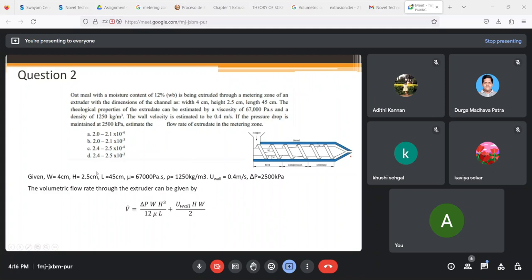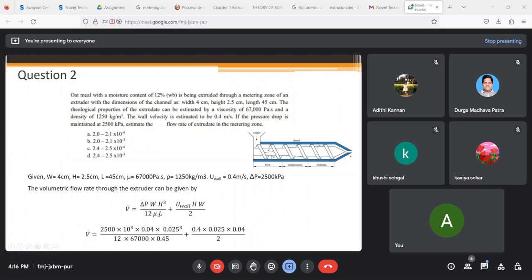We have all the parameters given in the question. So proceeding with this, delta P can be given as 2500 kilopascals. We are converting this into pascals, so 2500 into 10 power 3 pascals. Width is given as 0.04 meters. Centimeters we are converting into meters, so 0.04. Height as 0.025. The height cube divided by 12 into viscosity, which is 67,000 pascal second, and length is 45 centimeter, which is 0.45, plus U wall is 0.4 meter per second, H is 0.025, width is again 0.04 divided by 2.